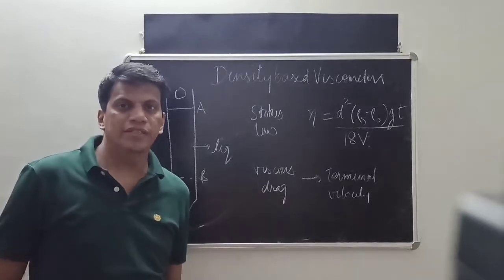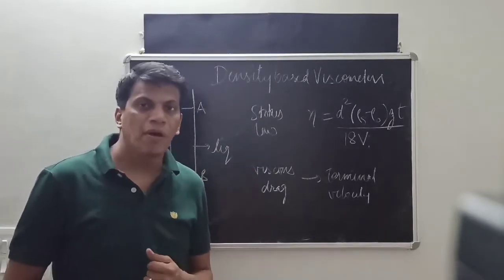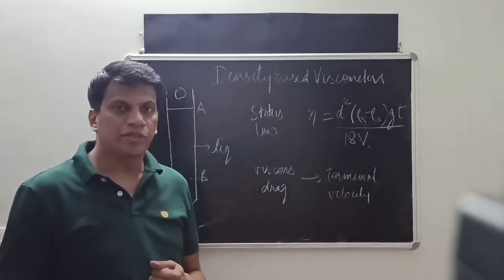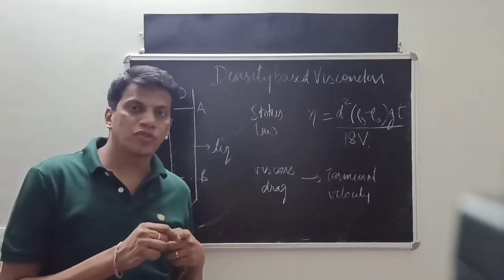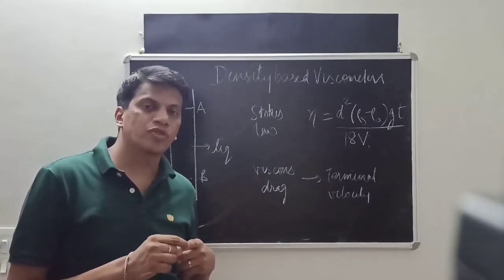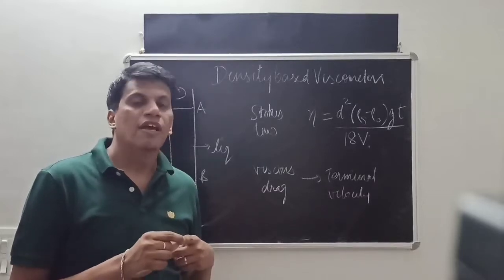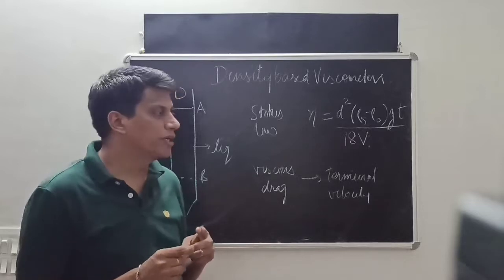Hello friends, we will discuss density based viscometers, which are the second type after capillary based viscometers. Density based viscometers are of two types, falling sphere viscometer and rising sphere viscometer. The example of falling sphere viscometer is the Hoppler viscometer, whereas the example of rising sphere viscometer is the bubble viscometer.